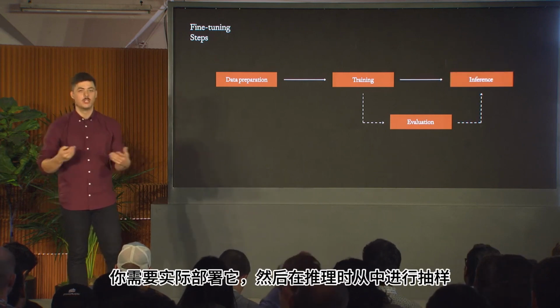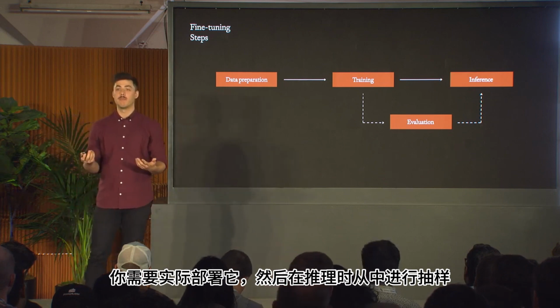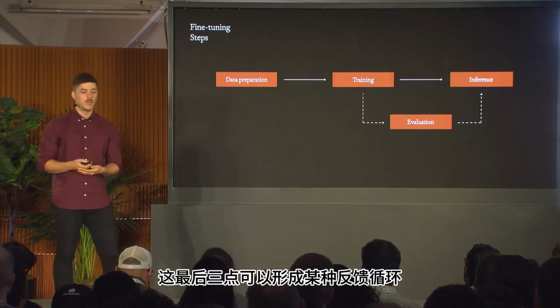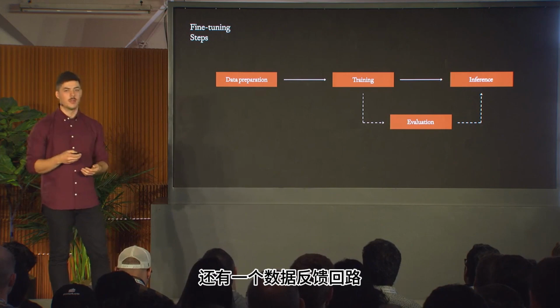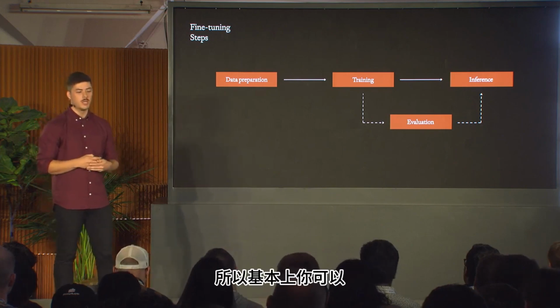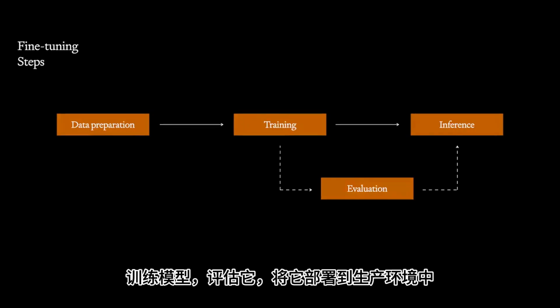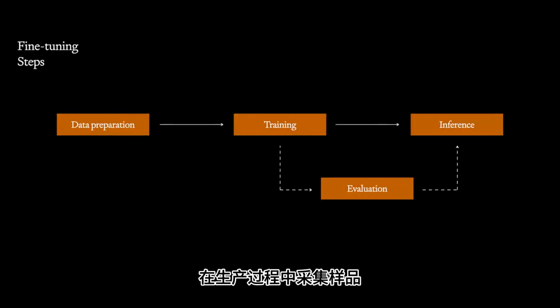And finally, you want to deploy it and then sample from it at inference time. These last 3 points can form something of a feedback loop, a data feedback loop. You can train the model, evaluate it, deploy it to production, collect samples from it in production, use that to build a new data set, downsample the data set, curate it a bit, and then fine-tune further on that data set, and you get something of a flywheel going here.